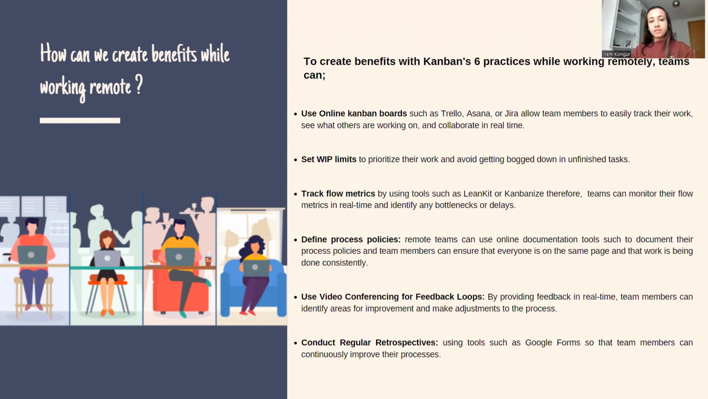Define process policies. Remote teams can use online documentation tools to document their process policies, and team members can ensure that everyone is on the same page and that work is being done consistently. They can use video conferencing for feedback loops. By providing feedback in real time, team members can identify areas for improvement and make adjustments to processes. And lastly, they can conduct regular retrospectives using tools such as Google Forms so that team members can continuously improve their processes.